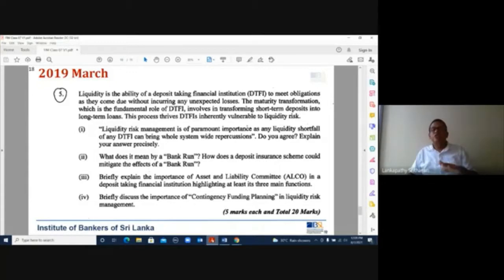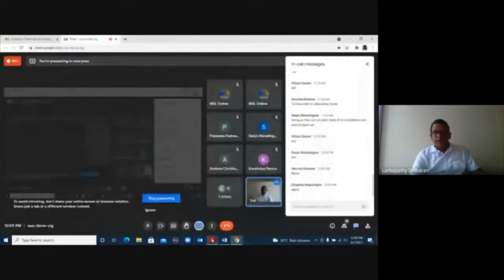Okay. The second one is, what does it mean by bank run? How could deposit insurance schemes mitigate the effect of a bank run? Okay, what is the meaning of bank run? Can someone unmute the microphone and tell what a bank run is? I think I just explained it to you.